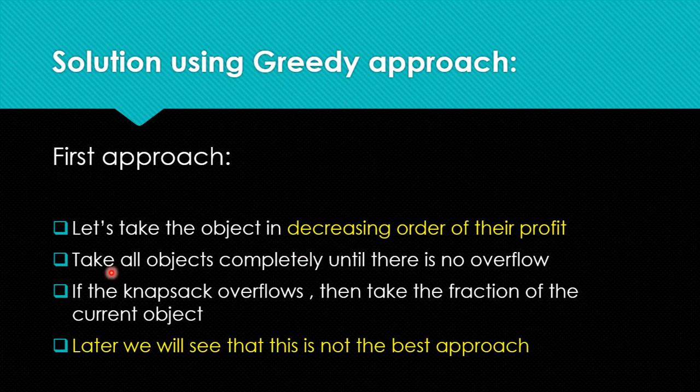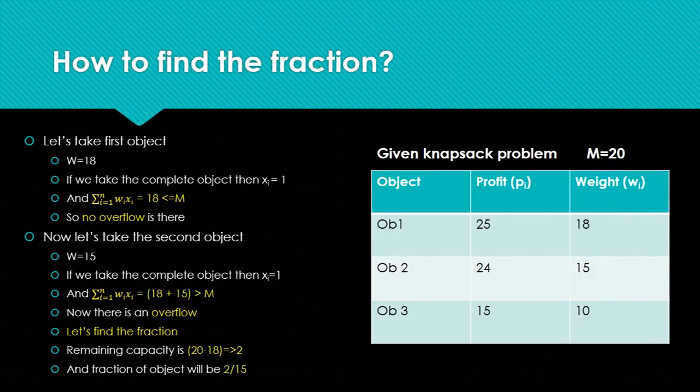The second thing is, take all the objects completely until there is an overflow. That is, if the knapsack is not overflowing, then take the objects completely. And if the knapsack overflows, then take a fraction of the current object, the object for which the knapsack overflows. Later on we will see that this is not the best approach because it doesn't give us the optimal solution. Now, how to find the fraction, how to find whether there is an overflow or not, and if there is an overflow, what to do next.